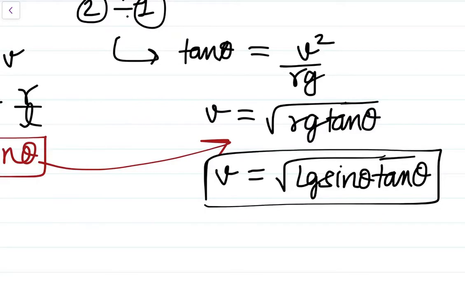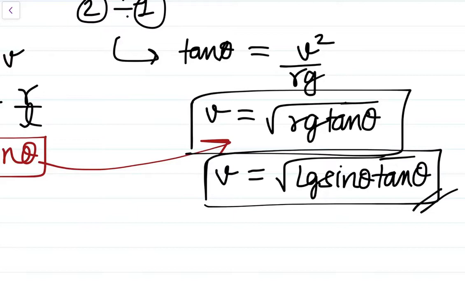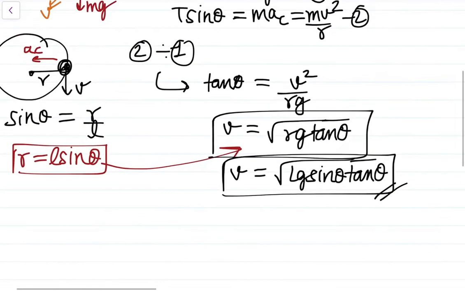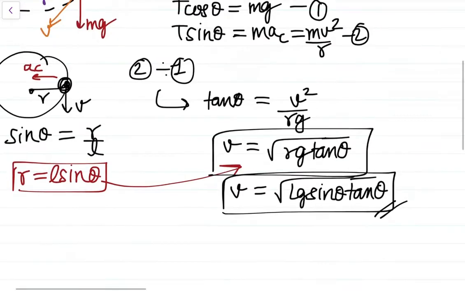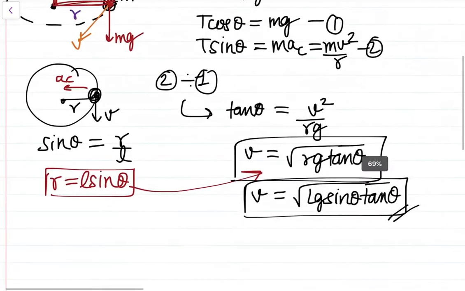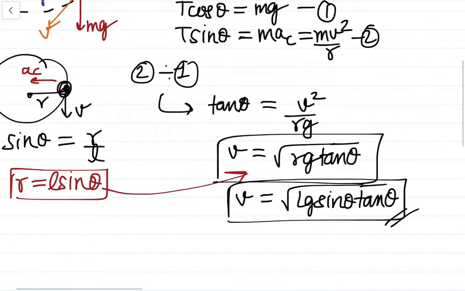Alright, so we have derived the expression for V by just knowing three things: L, M and theta. So we can also similarly derive the expression for tension. How can we do that? We need to eliminate first cos theta and sin theta. So we'll just do equation number 1 squared plus equation number 2 squared.